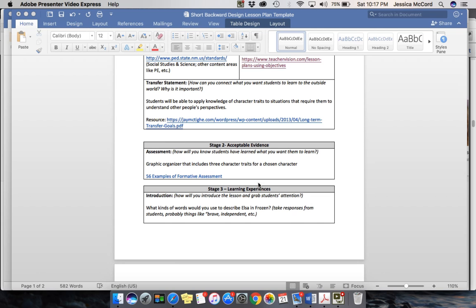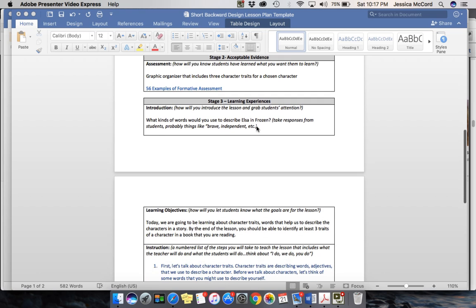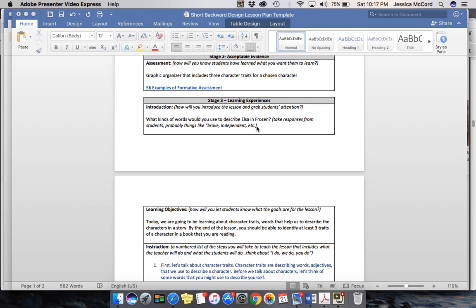And we think about this here because we are backward planning, and instead of fitting an activity to what we want our students to learn, we are instead ensuring that the activity follows what we are setting out as our goals for student learning. So it is important to think things through in this order. After you've done that, then you're going to move on to learning experiences.